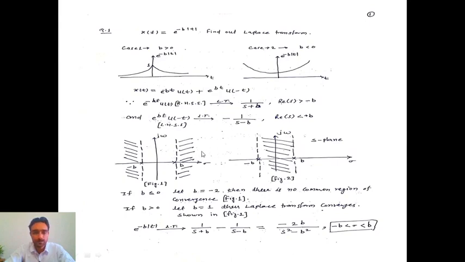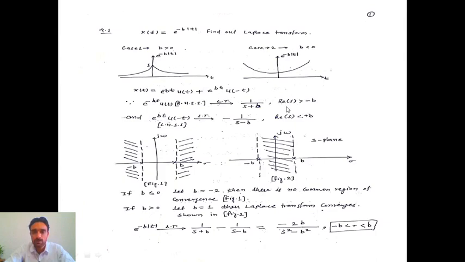When b is greater than 0 and when b is less than 0, there are two cases. Okay, so the first case is when b is less than or equal to 0. Let b equal to minus 2. If b equal to minus 2, we can put b equal to minus 2, then it will become plus 2 and it will become minus 2.